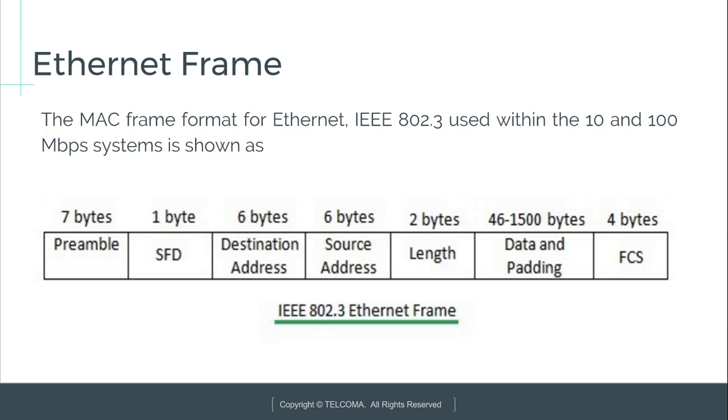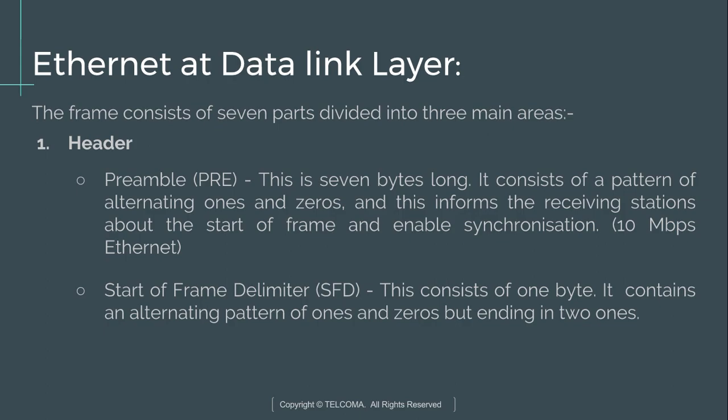So let's discuss these Ethernet frames. The frame consists of 7 parts divided into 3 main areas. The first is the header. It contains the preamble, PRE. This is 7 bytes long and consists of a pattern of alternating ones and zeros, and this informs the receiving station about the start of the frame and also enables synchronization. Next is the start of frame delimiter, SFD. This consists of 1 byte and contains an alternating pattern of ones and zeros but ending in 2 ones.